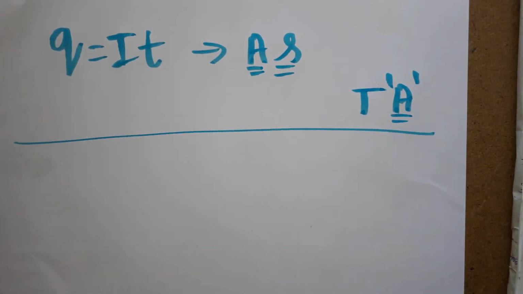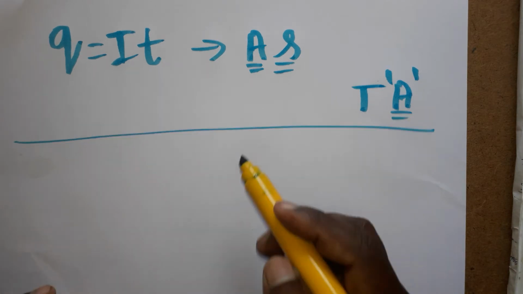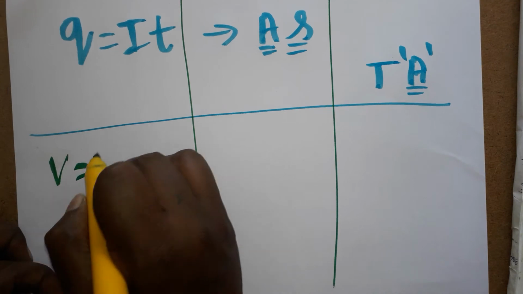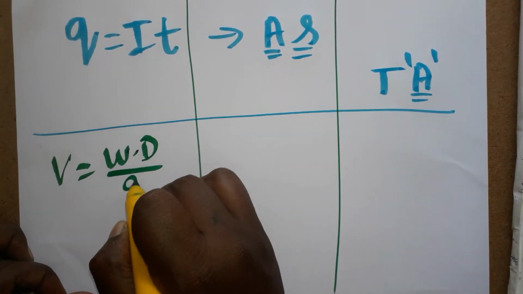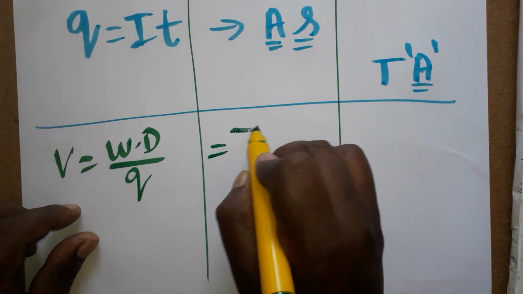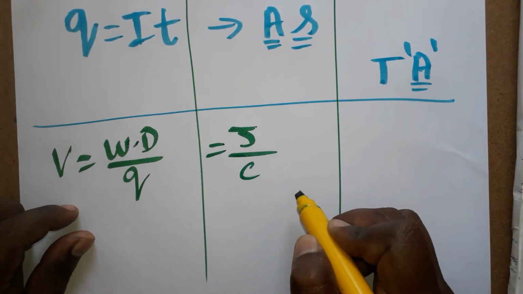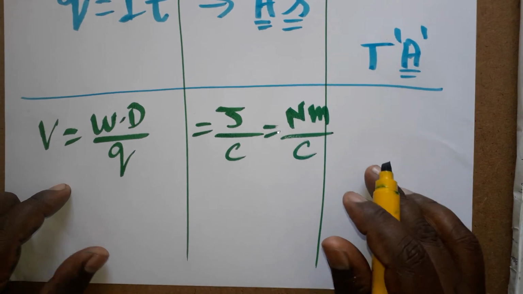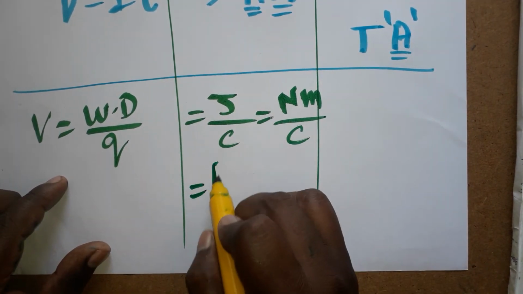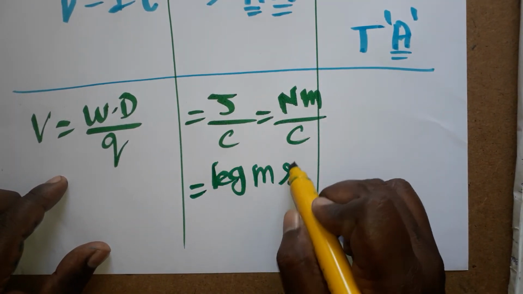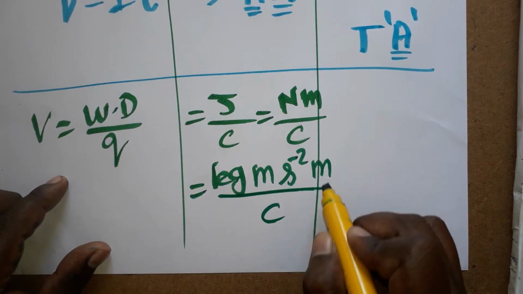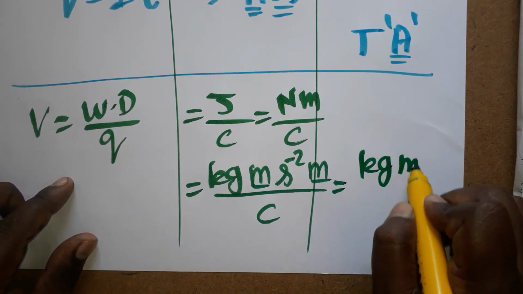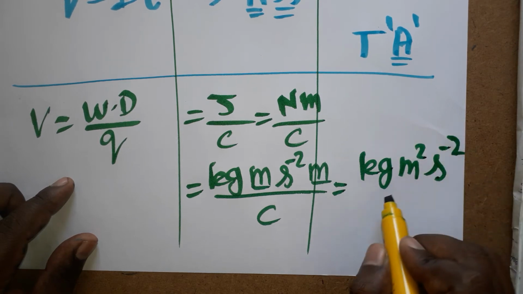Okay. The next thing, voltage. Voltage is equal to potential. Potential is equal to work done by charge. Already we know work done is joule and charge is coulomb, so joule per coulomb. Joule we can write as Newton meter by coulomb. Newton we can write as kg meter second minus 2, into meter by coulomb. Meter times meter gives meter square, so kg meter square second minus 2 divided by coulomb.